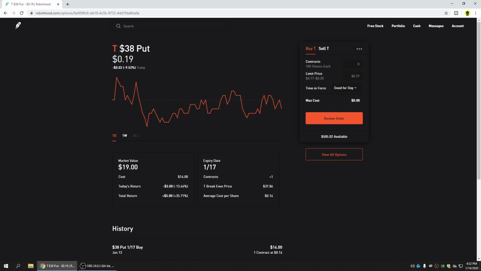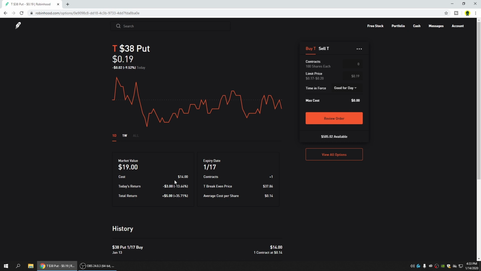Just like I said, the only way we're going to make money on this contract is if AT&T goes to 37.86, because 38 minus the cost. When we're buying a put, we're saying that we're going to sell the shares at $38. So we want to buy them at a lower price. But in order to make our money back, or make any money at all, it has to go below 37.86, because we paid $14 for this contract.